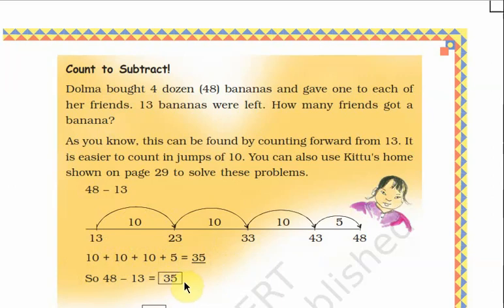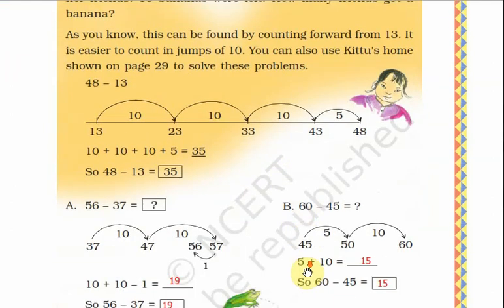So this is another type of calculation. So what are we doing? We are counting in jumps of 10. First a jump of 10 from 13. From here we jumped 10 steps forward, we reached 23. Again a 10 jump, 33. Then again 10, we reached 43. From 43 we need only 5 steps, that is, we reach 48. So in total we got 35. Otherwise 48 minus 13, you will get the answer 35.